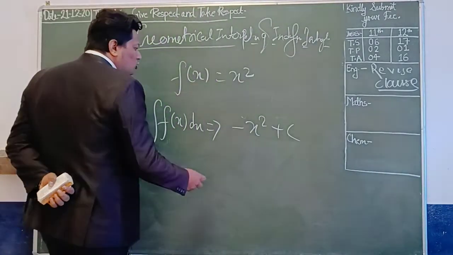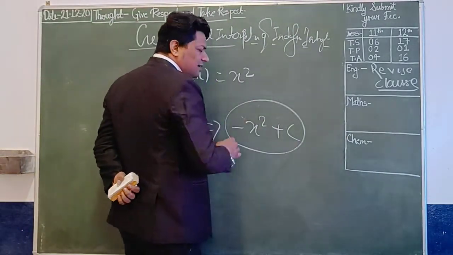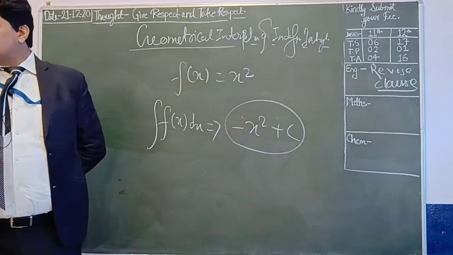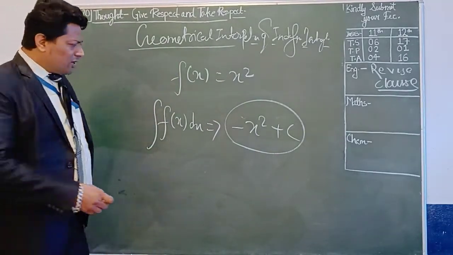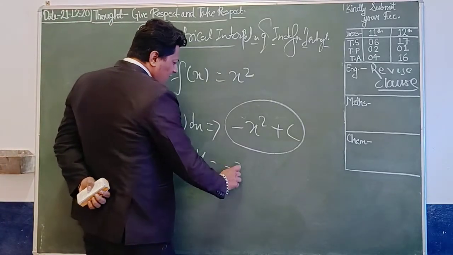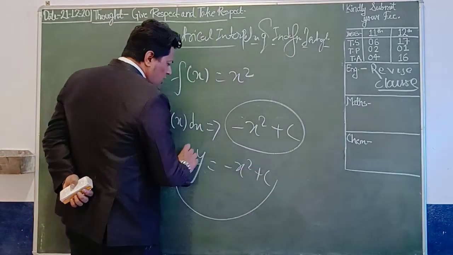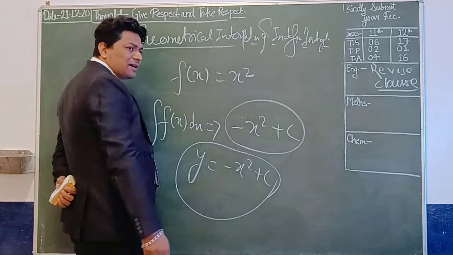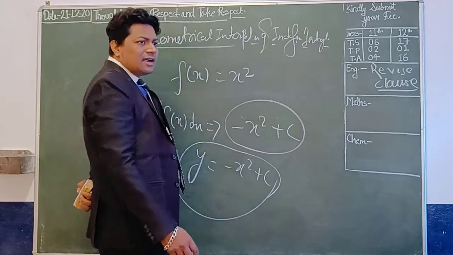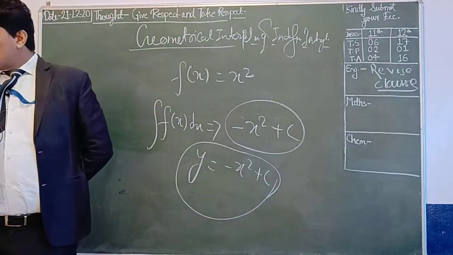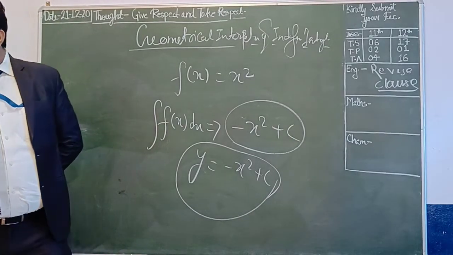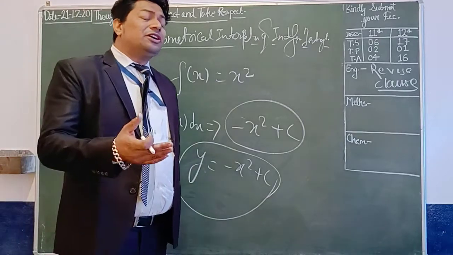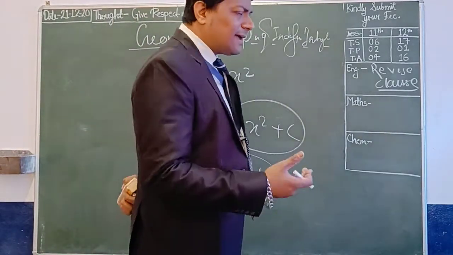So you have to show this by the graphical method. Here you are getting y equal to minus x square plus c, where y is working as a dependent function and x as an independent function. So when you go for a geometrical interpretation, we take the representation of minus x square and so on.